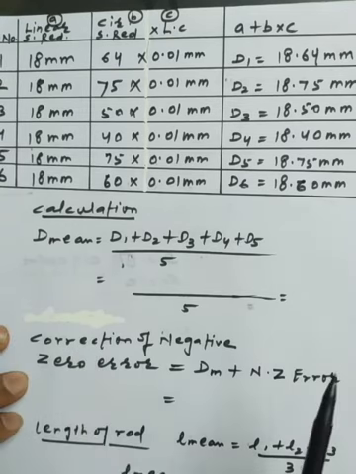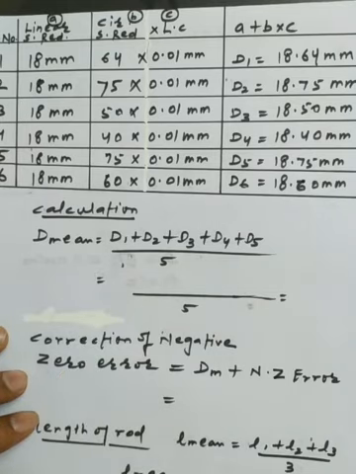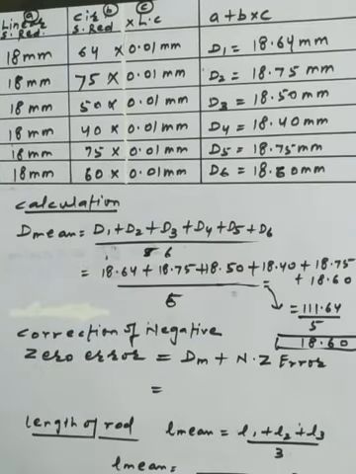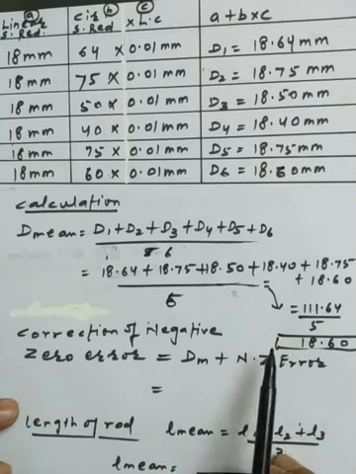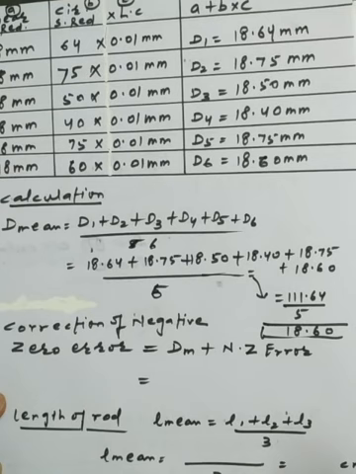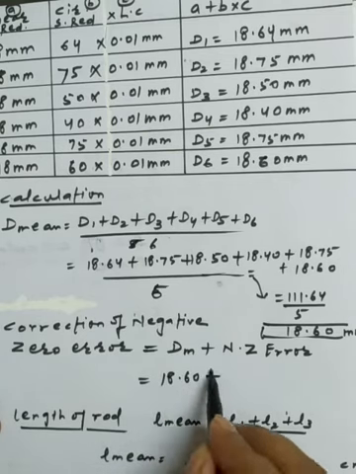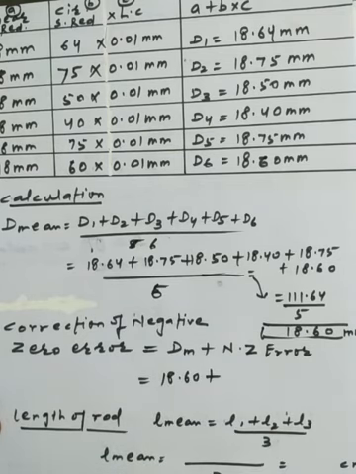So I am making the calculation, and simply getting the mean of these diameters. Now I have made the simple calculation of all the diameters, and the mean diameter comes to 18.6 mm. Now we have the mean diameter, and we have to include the negative zero error in it. So 18.60 plus, what was the portion of the negative zero error we have?